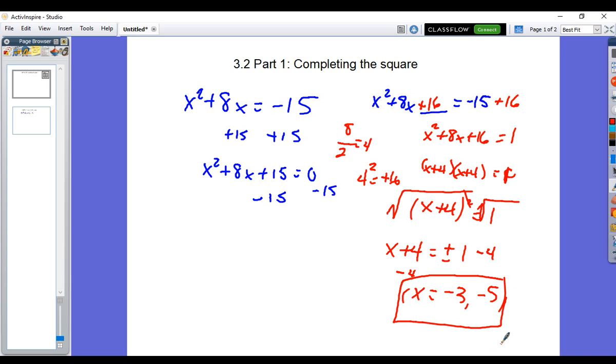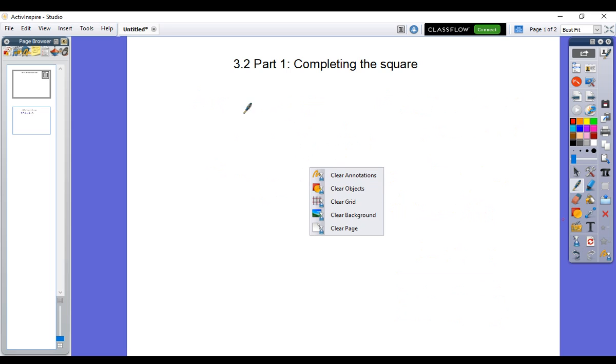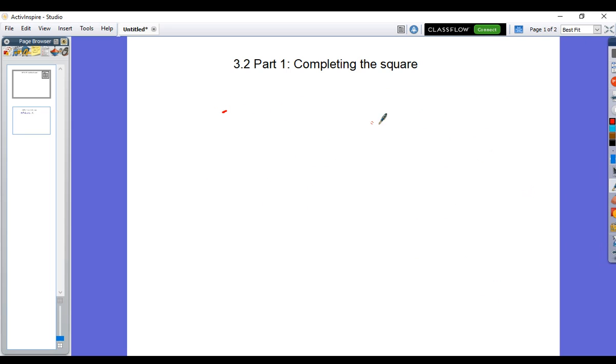But let's try one a little bit harder. We're going to use the same method, but something a little bit harder. Ooh, clear. There we go. Let's try this equation: x squared equals 22 plus 10x.